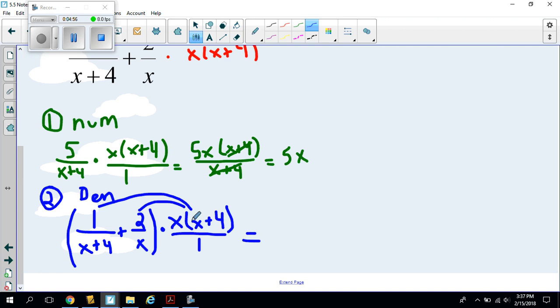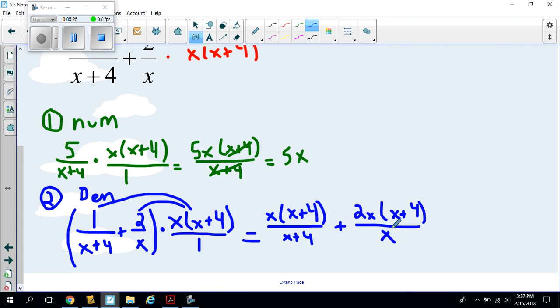So I do 1 times x plus 4, which is all over x plus 4. And then I do it with my second fraction. So I have 2 times the x and x plus 4. So I get 2x and then x plus 4. And that'll still be over x.